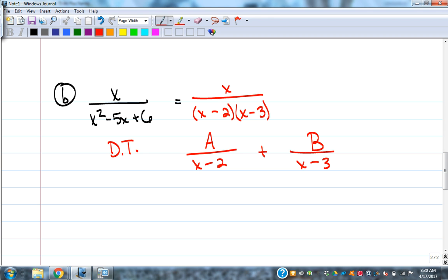What if the bottom was a degree of like 10? Then the top would be a linear piece, like Ax plus B. We'll get to one like that in just a second. Whatever the degree of the denominator is in each part, the numerator's got to be less than that. Okay, so there's our decomposition template. So that means the problem that we're going to work has A times x minus 3 plus B times x minus 2.